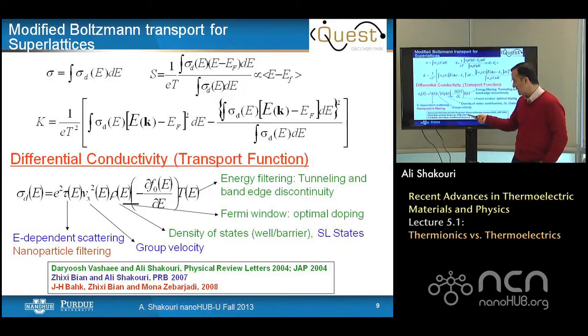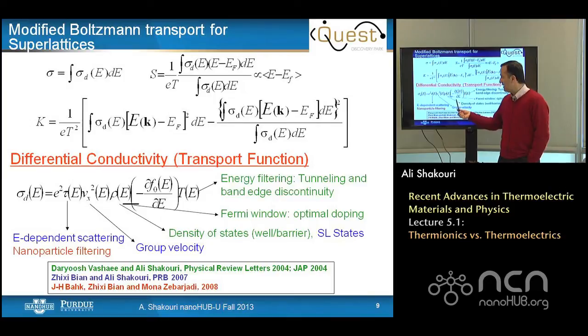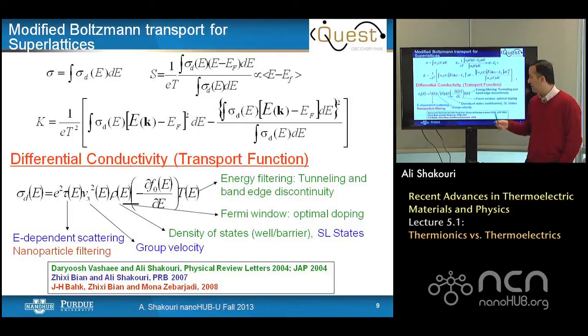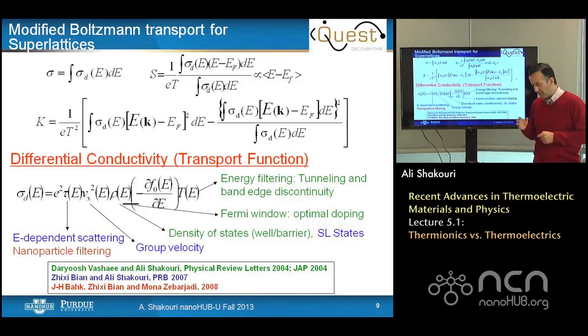Later on in 2007, in this Physical Review B paper, we improved this by taking into account that whenever you have superlattice mini-bands, the velocity of electrons is also changed because of the mini-band effects, the group velocity, and energy-dependent scattering was introduced. And later on again, by 2008, we introduced in the scattering parameters the effect due to nanoparticles and so on. And we will see that later this week.